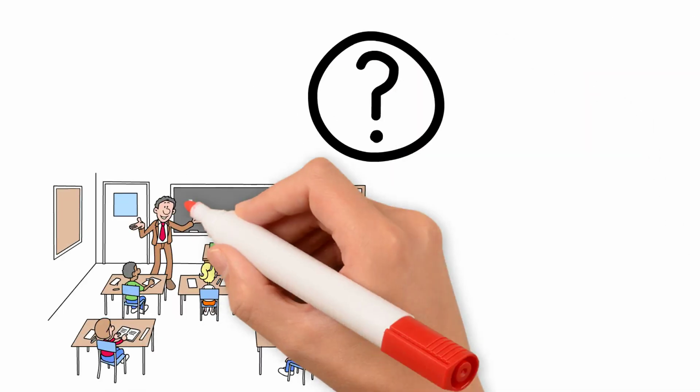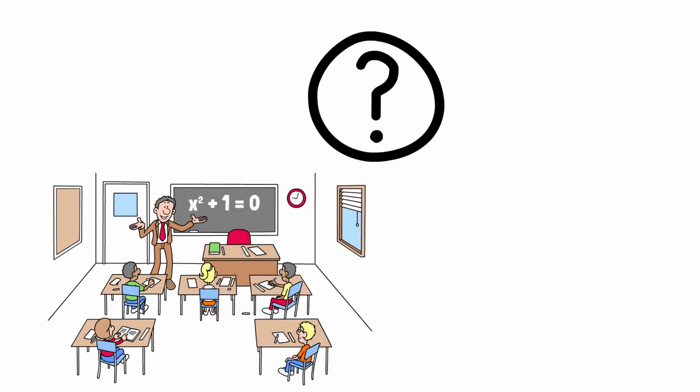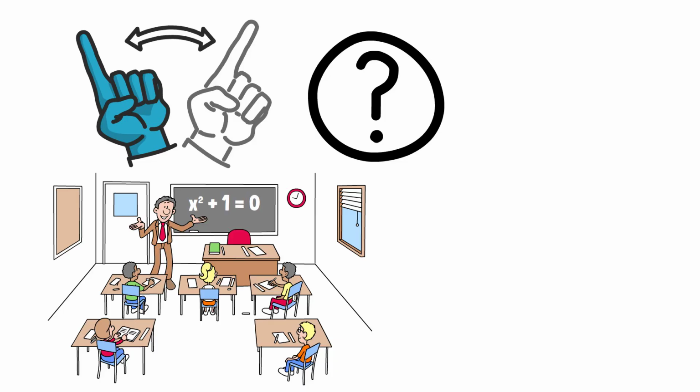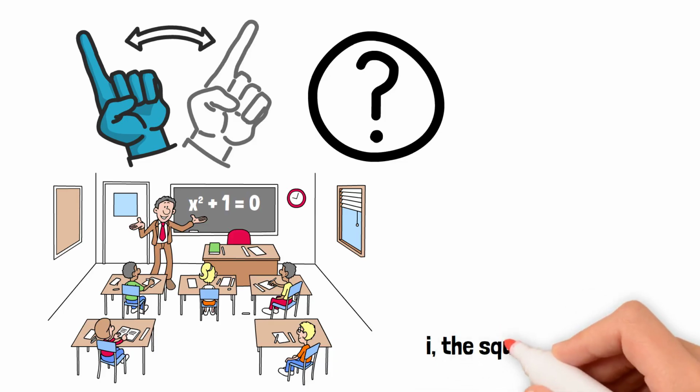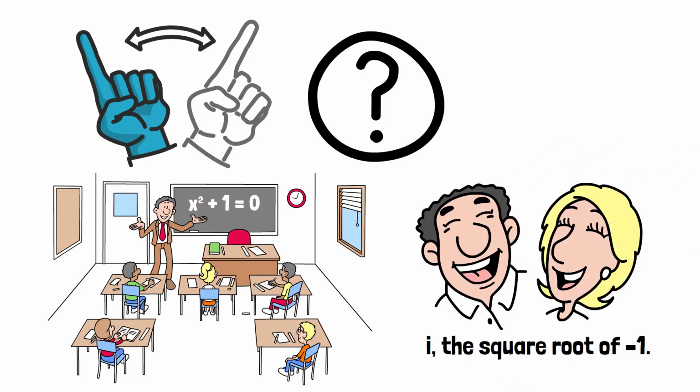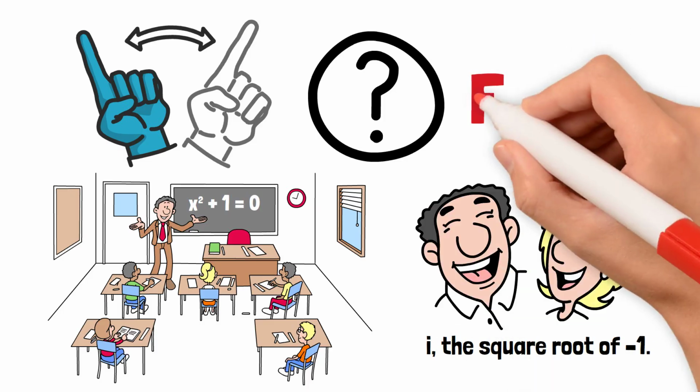For centuries, mathematicians worked with equations like x squared plus 1 equals 0. The problem? No real number could ever solve it. So they invented a new kind of number, i, the square root of minus 1. At first, people laughed at the idea. They called them imaginary numbers, as if they were fake.